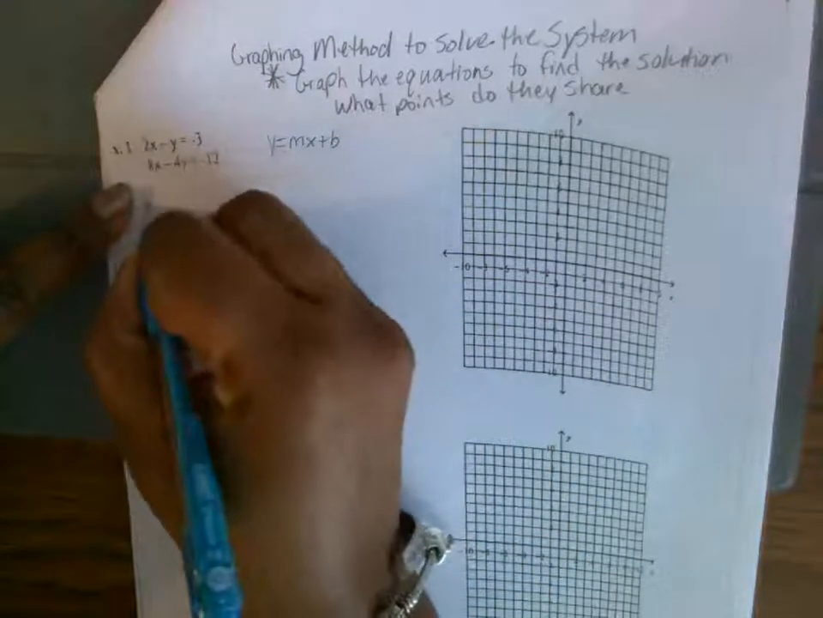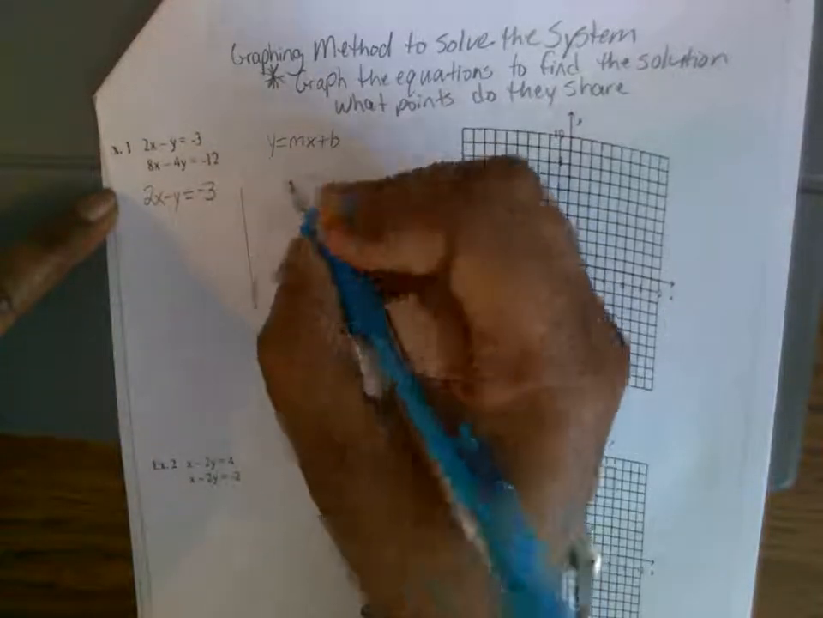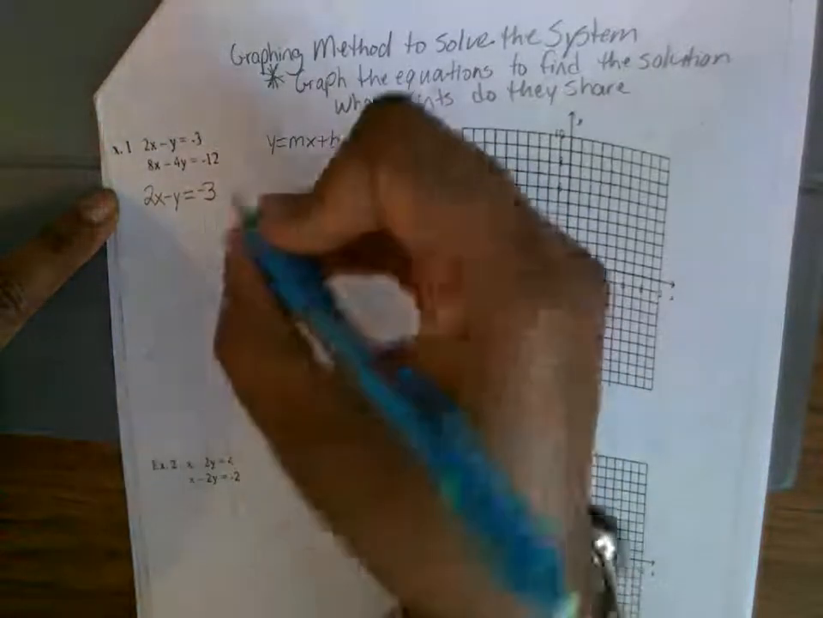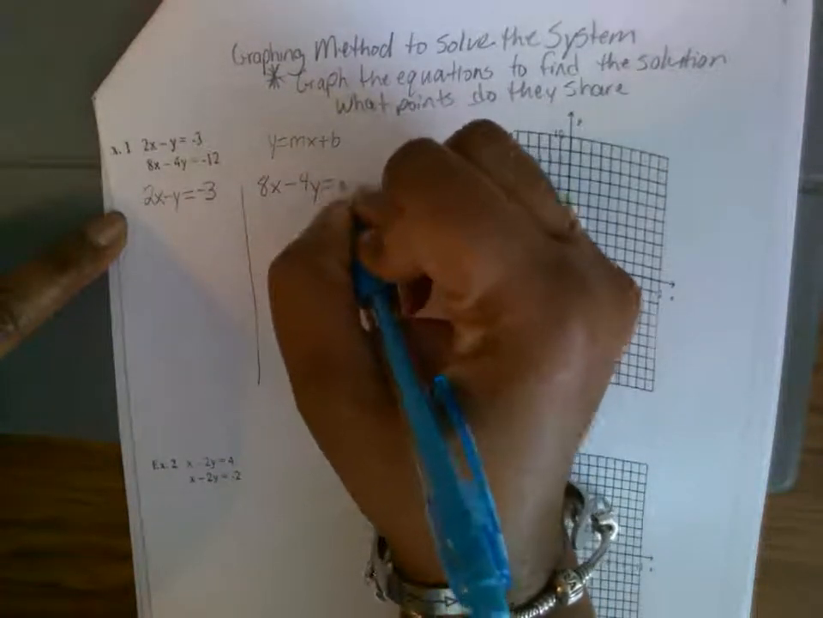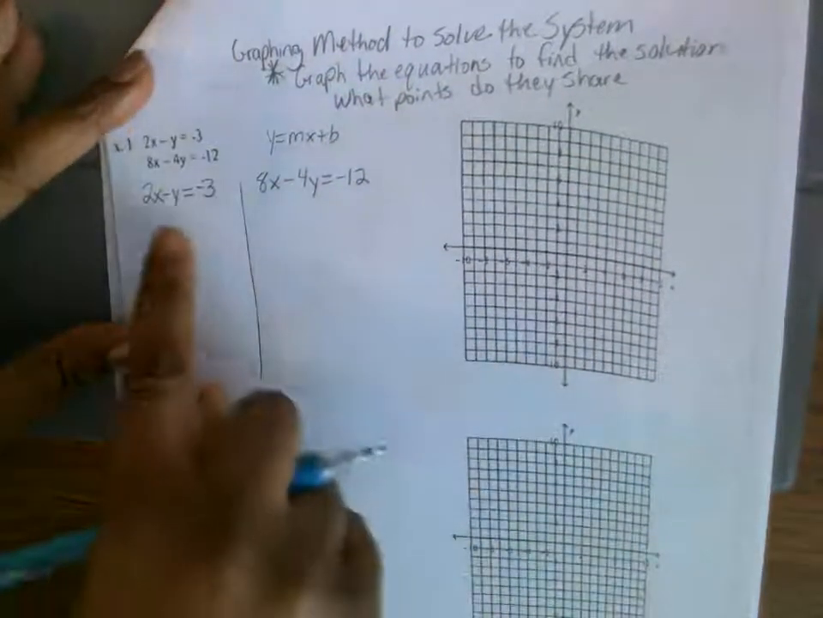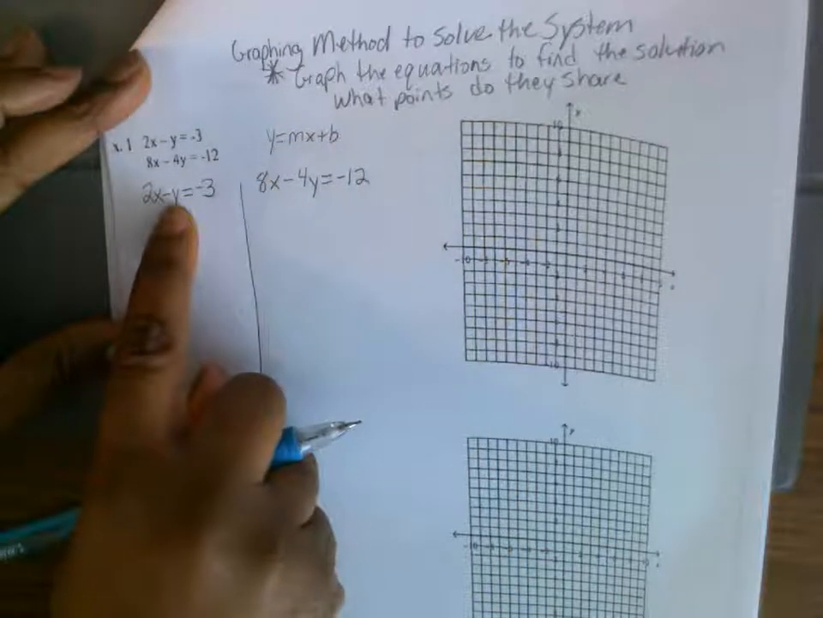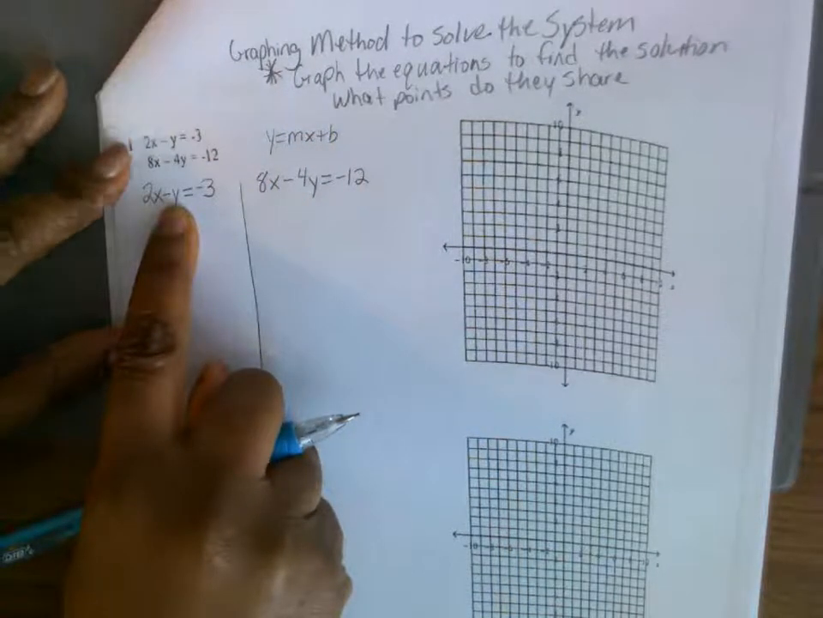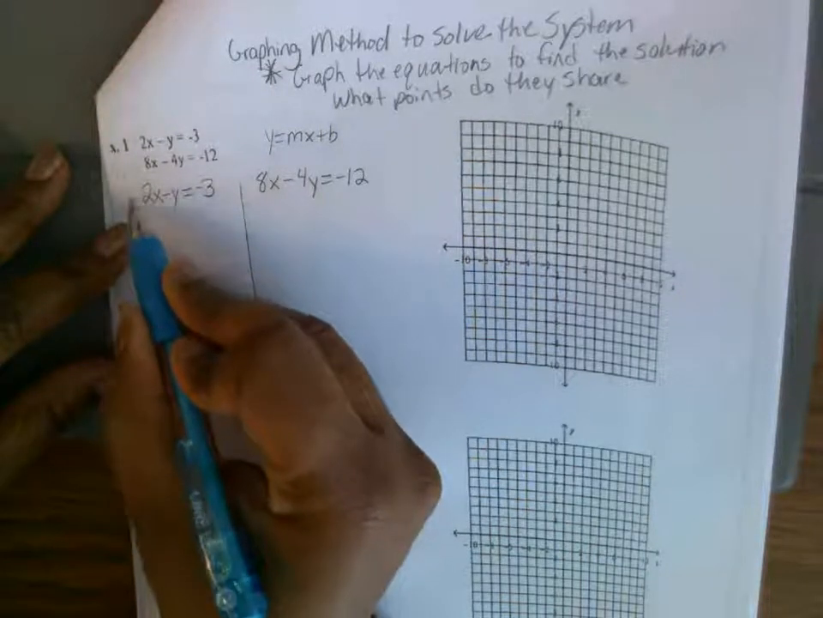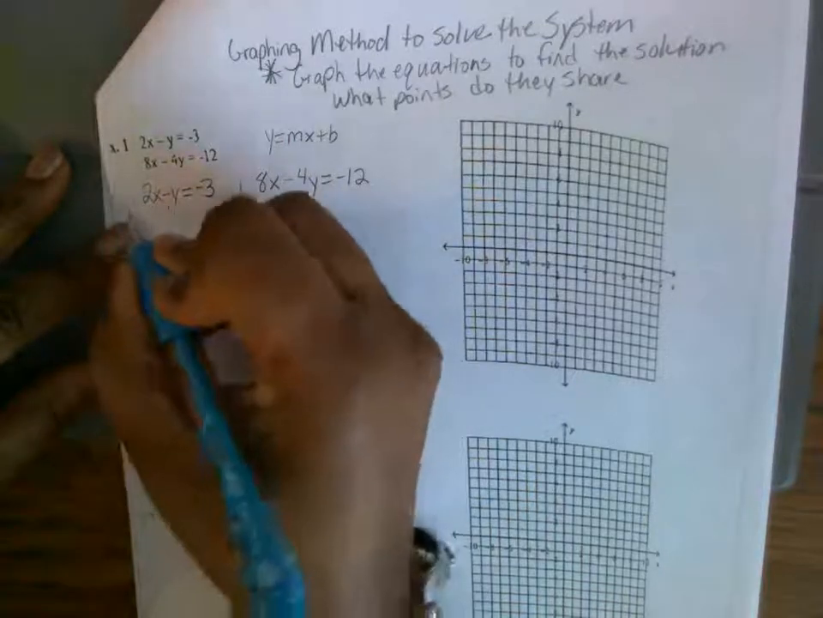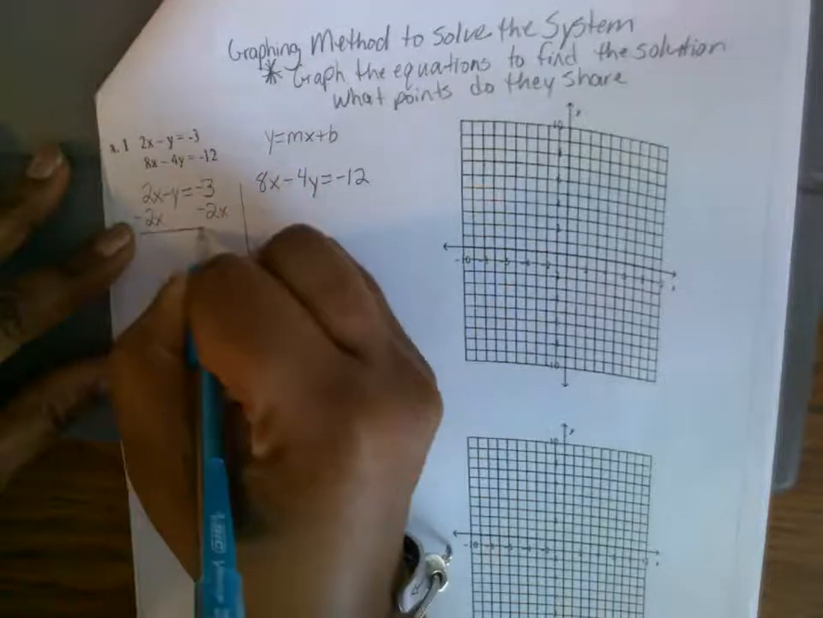So I'm going to rewrite each of them. Please watch what I'm doing because you'll do the other two the very same way. To write each of these equations in y equals mx plus b form, you've got to get y by itself. In order to get y by itself, you've got to get rid of this positive 2x. The opposite of a positive 2x is to subtract 2x on both sides of the equal sign.